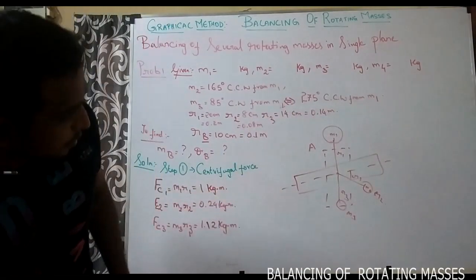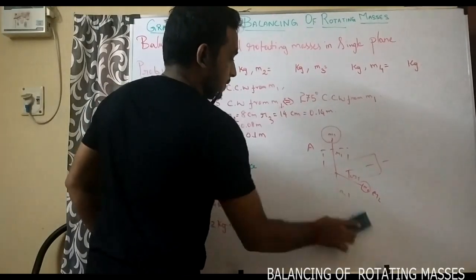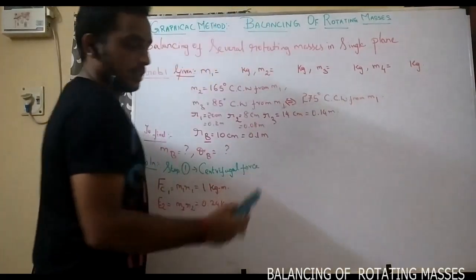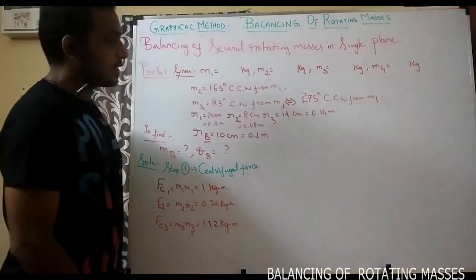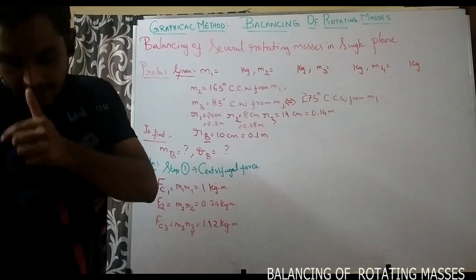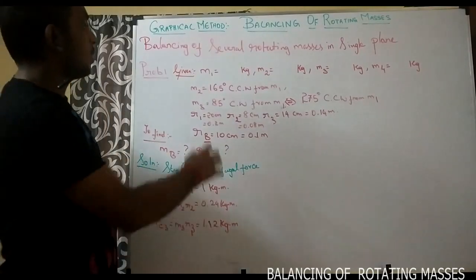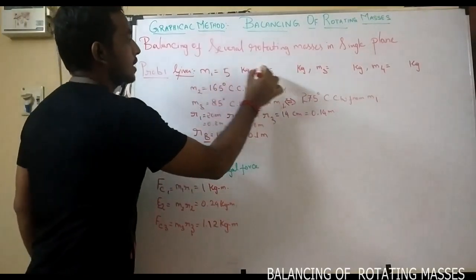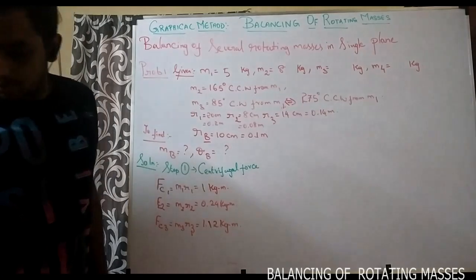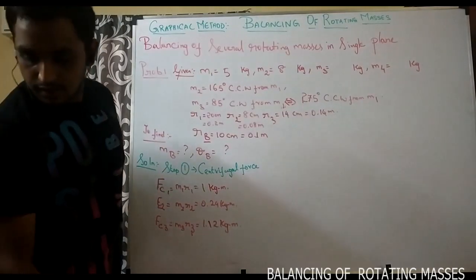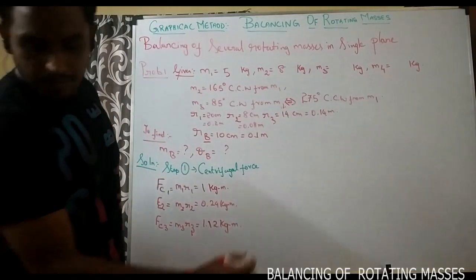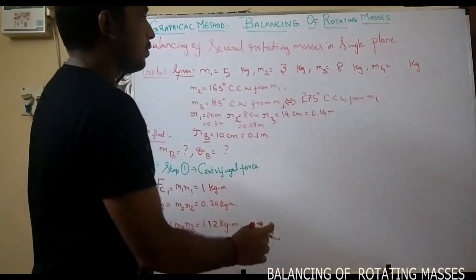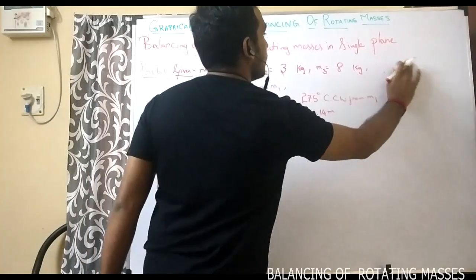In this problem, I will read out the question. A rigid rotor has its unbalance in one plane and can be considered to consist of three masses. M1 is equal to 5 kg, and M2 is equal to 3 kg and M3 is equal to 8 kg. M4 is not given over here.